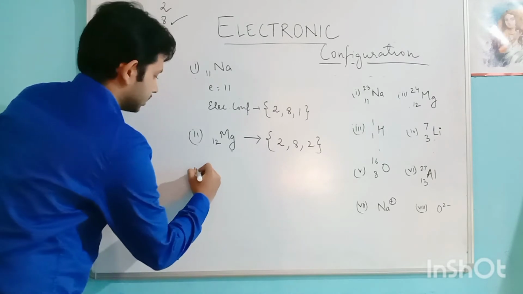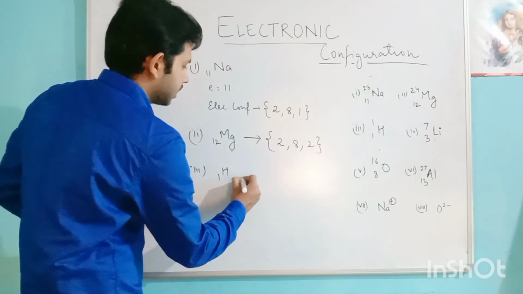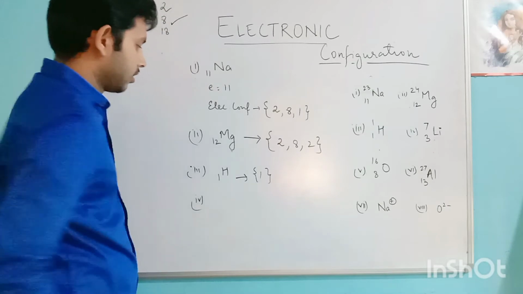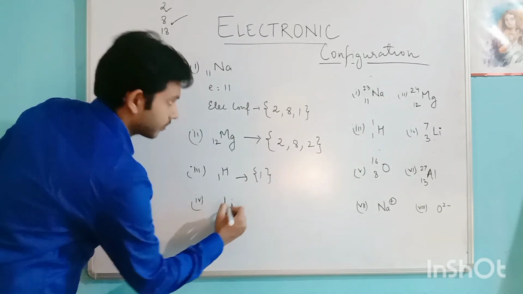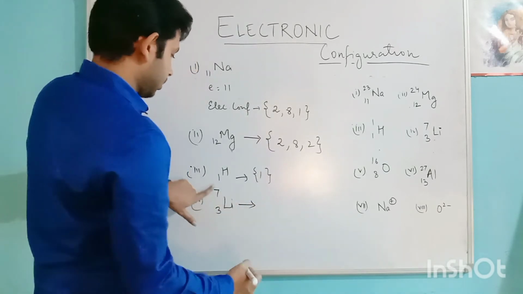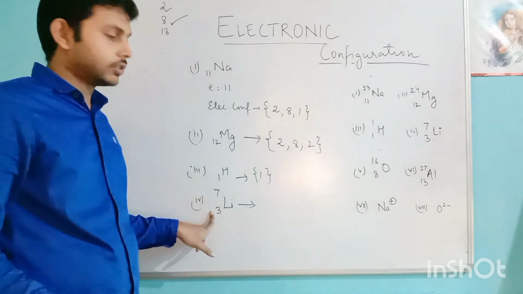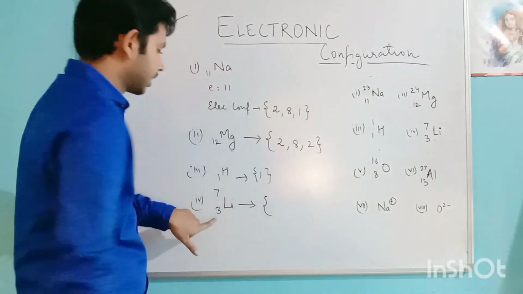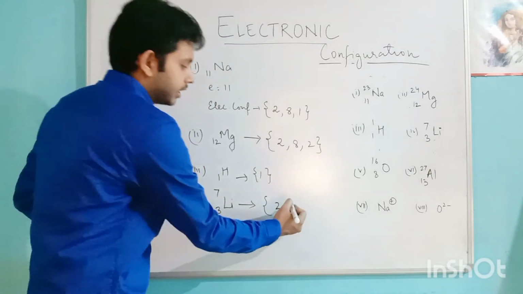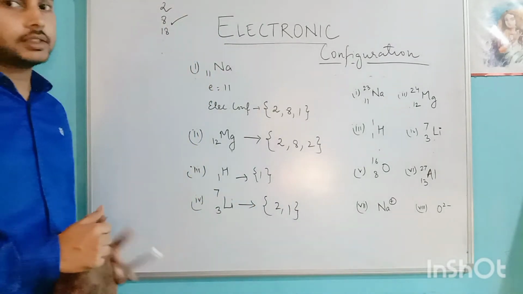Understood? Similarly for 3, it is hydrogen. Only 1 electron is present, and which you can write in the first cell only. This was very easy. 4 is lithium. 3, 7. This number we will consider the atomic number, which is equal to the number of electrons. In the first cell there can be a maximum of 2 electrons. Still 1 electron is left. To make it 3, so we write 1. Okay, you can pause this and write it down.